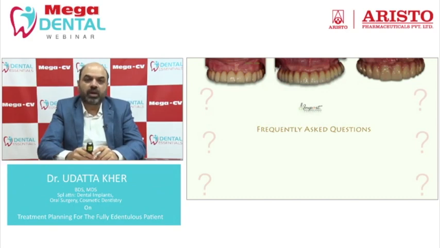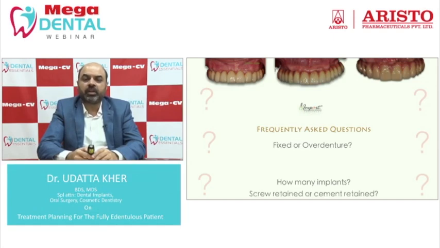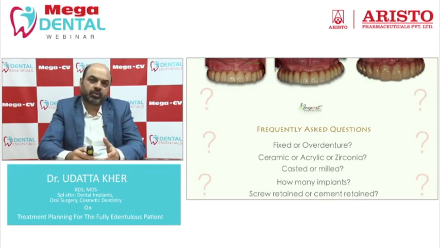When it comes to full arch implant prosthetics, these are the frequently asked questions. Typically: how many implants are required for a fully edentulous patient? Whether the prosthesis has to be fixed or whether it can be an overdenture? Whether it has to be a screw retained restoration or a cement retained restoration, which of the two is the better option? Then whether it should be in acrylic, ceramic, or whether the material of choice is zirconia, and whether the prosthesis in the lab should be casted or whether it has to be milled. Now these are the typically framed questions, and somewhere during my presentation I will address all these questions.